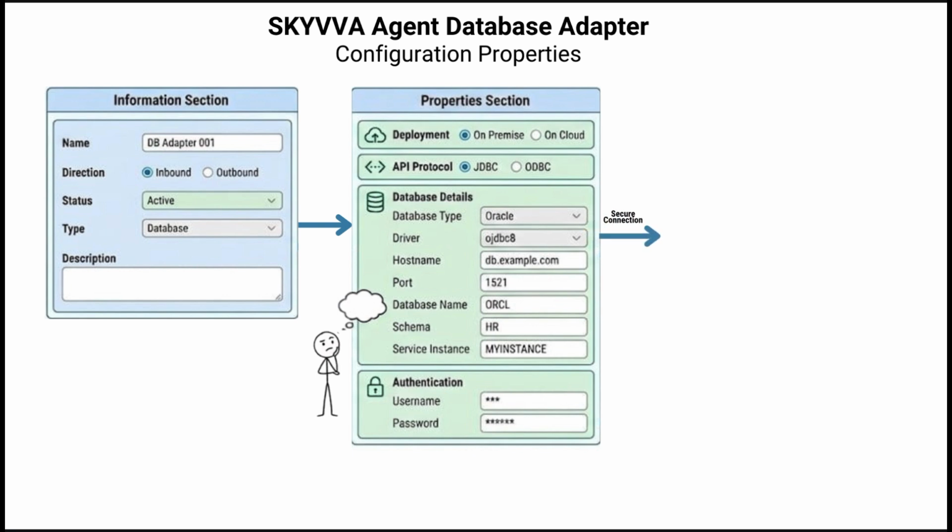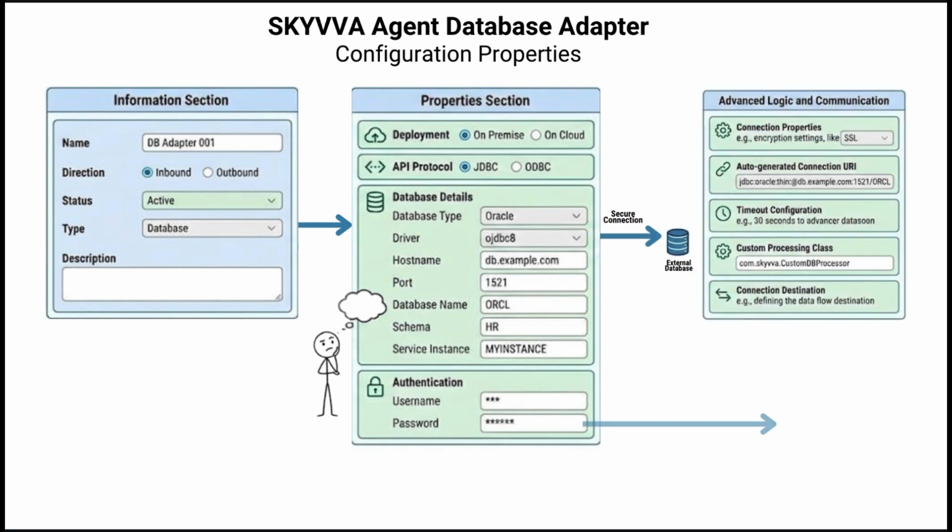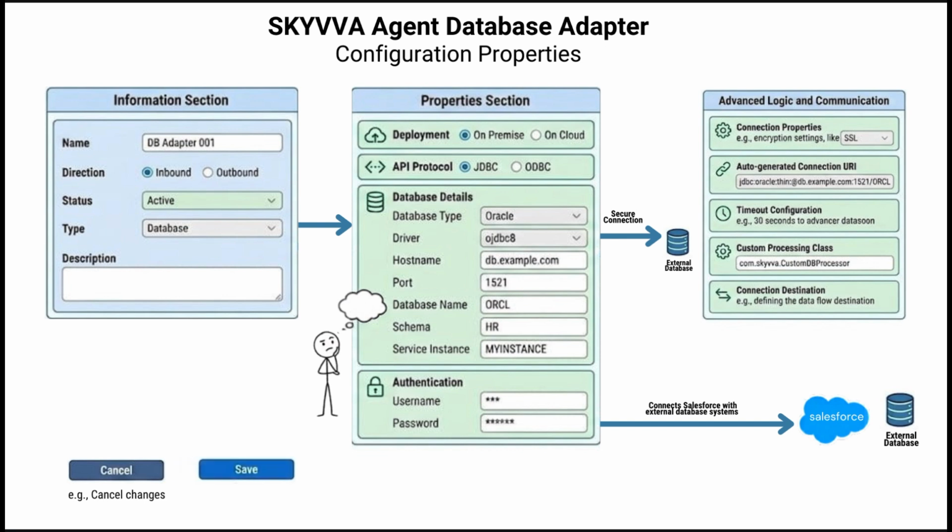On the right side, we have advanced logic and communication settings. This includes connection properties like encryption settings, auto-generated connection URI, timeout configuration, custom processing class for advanced logic, and connection destination to define where data should be sent. We also have the action buttons that allow us to manage the configuration. Cancel closes without saving, save stores the setup, ping connection checks server reachability, and test connection validates the full database connection.